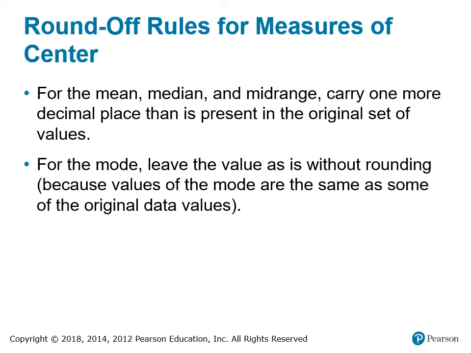When it comes to rounding, one thing we got to understand is that every time we round, we create error in our answer. What we want to try and do is compute a final answer for any calculation with as little or no rounding as possible. When it comes to rounding at the very end of your calculation, use our typical round-off rule, which is to carry one more decimal place than is present in your original set of data values. So if all your data values had one decimal place in them, then the way you would calculate the mean or the median or the midrange would be to have, say, 2 decimal places in your final answer.